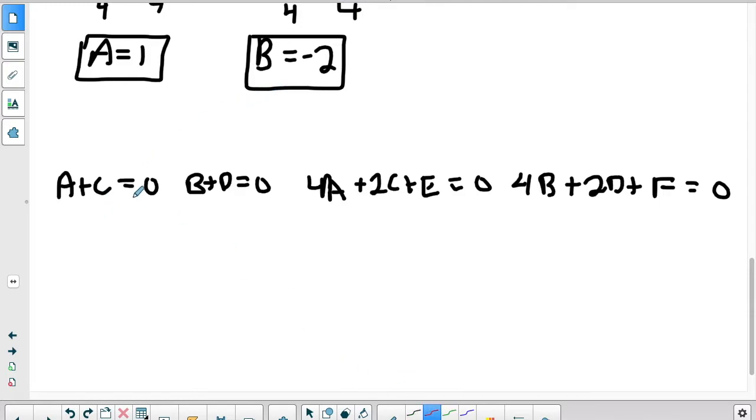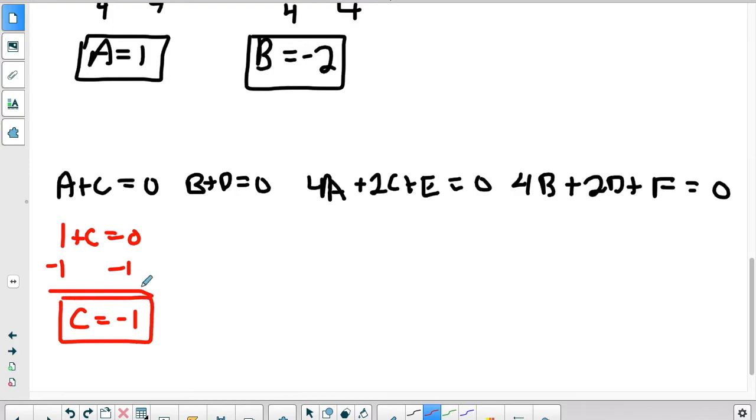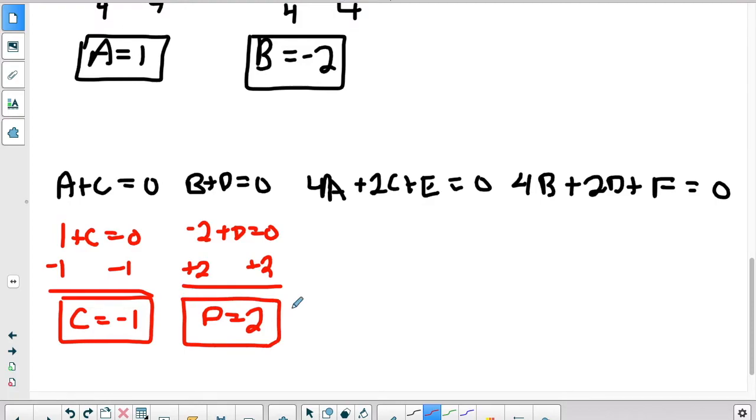Now we're going to use it to solve for the rest of them here. So we can use this on this one here. We'll have 1 plus c is equal to 0. So here I can subtract 1 from both sides and get c is equal to -1. Okay, now we're up to 3. Well, I know that b is -2, so -2 plus d equals 0. Here I can add 2 to both sides, and I get d is equal to 2.